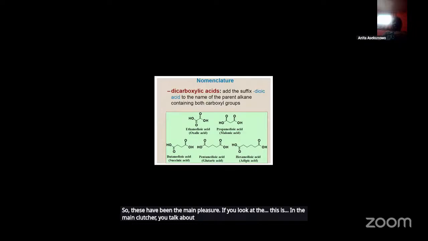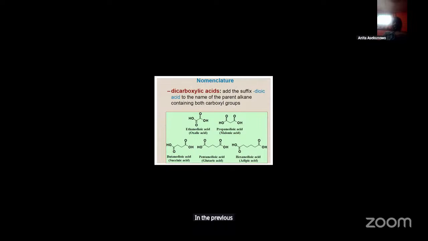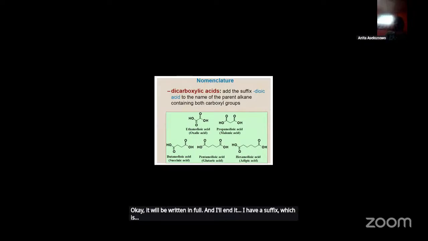So this is about nomenclature. At the end of the alkane, I'm going to add dioic, like I said in the previous slide. So that's why we have ethanedioic, propanedioic. So my alkane will be written in full, then I add a suffix, which is dioic, for 2 carboxyl.